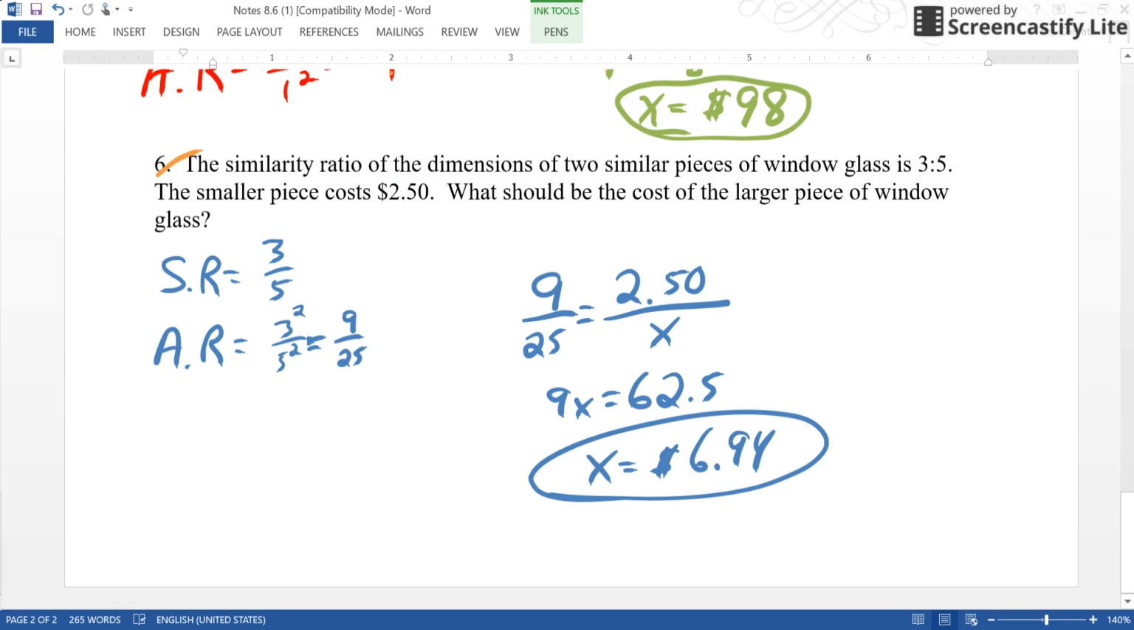Okay, last one, it says the similarity ratio of the two dimensions of a similar piece of windows is 3 to 5. So from 3 to 5, I get this similarity ratio right there. Well, I know that the area ratio is going to be squared both top and bottom, so I get 9 over 25. So I say 9 over 25 equals the price of the smaller piece right here. I got the smaller on top right now, so it's 250. I'm looking for the price of the bigger piece. Put the X on the bottom, and we solve, and we get this. Okay, see you guys tomorrow.